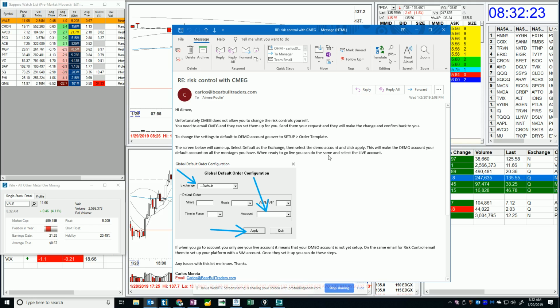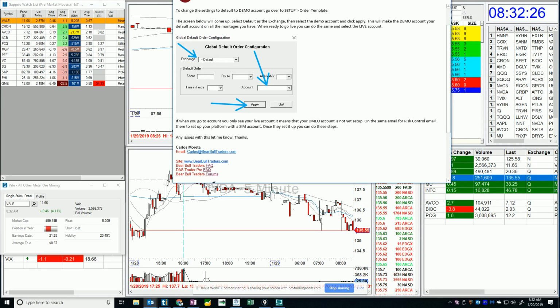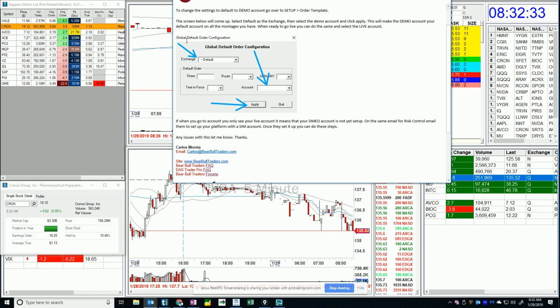All right, so here's what it is. Don't worry about who I was communicating with here, but here's the way you do it. To select your live account, go over to global order settings. Then you're going to change the default here. This is under setup and order template. So change this default right here, the exchange. You can change it to whatever you want, and then do the account number here. Change the account number. If you click on this, you're going to have your SIM and your live account. Select the account you want, and then from there just hit apply.